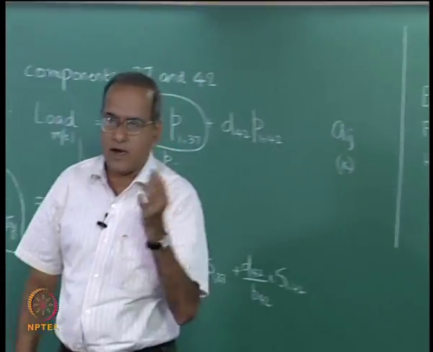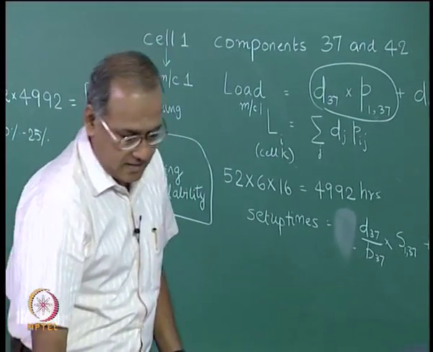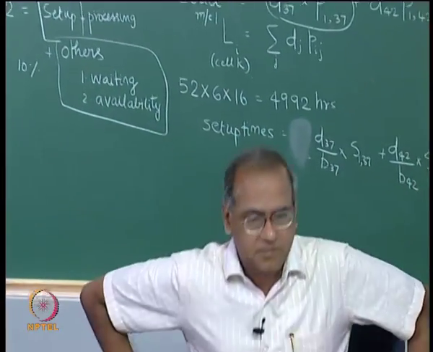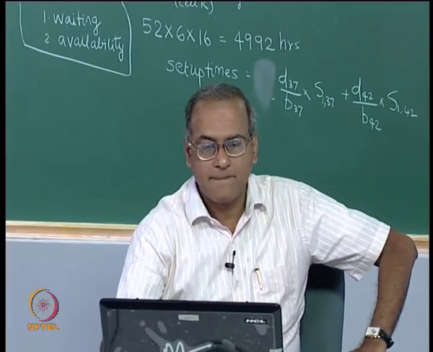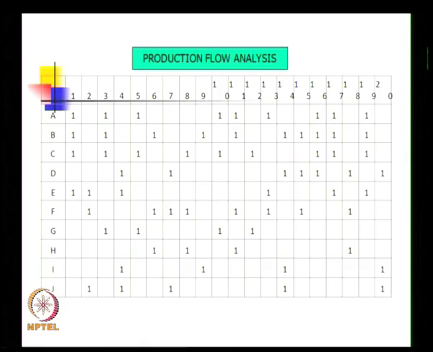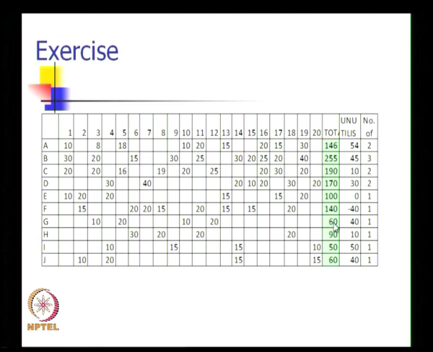Which means when required, some load on machine E can be taken up by machine G, some load on machine F can be taken up by machine I, and some load on machine H can be taken up by machine J. So now if we add the loads, we get E and G, the load is 160. If we go back, E and G, the load is 100 plus 60, 160, but then we have one machine here and we have one machine here.